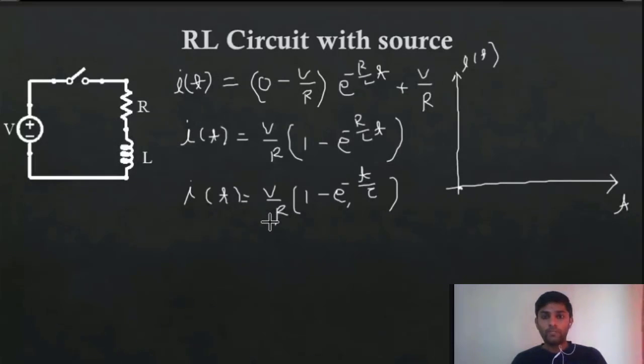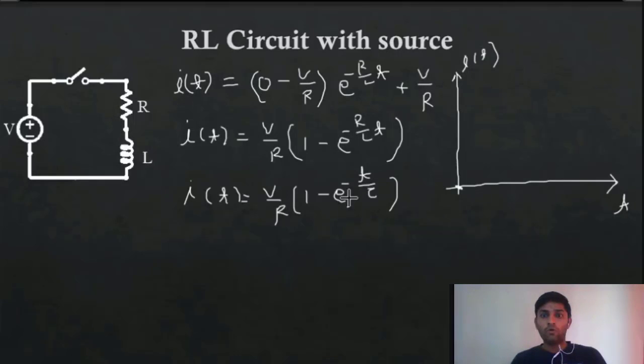Let me repeat this again. V by R is the final current in this circuit. At t equal to 0, this value will become 1, and 1 minus 1 will become 0, so we get current 0, as we already know the initial state of this circuit is I equal to 0. Now as we move ahead with time, it will take t equal to tau.